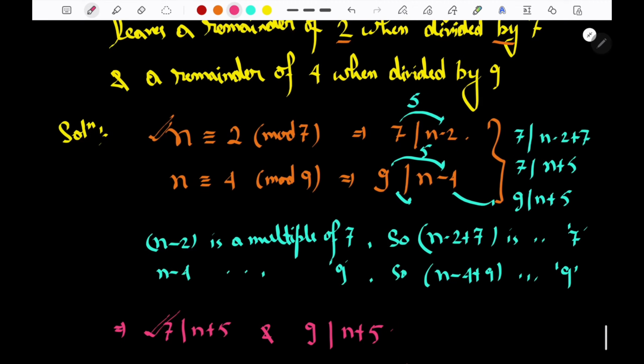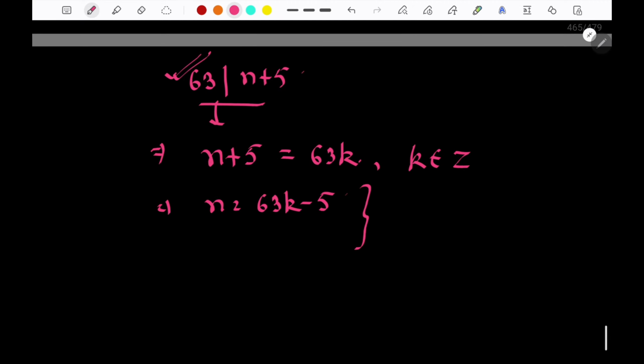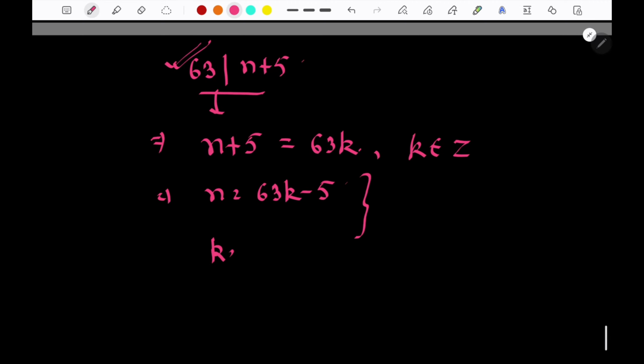So how do we find the smallest positive integer? Put k equal to 1. Then n will be equal to what? 63 into 1 minus 5, that is equal to 58.